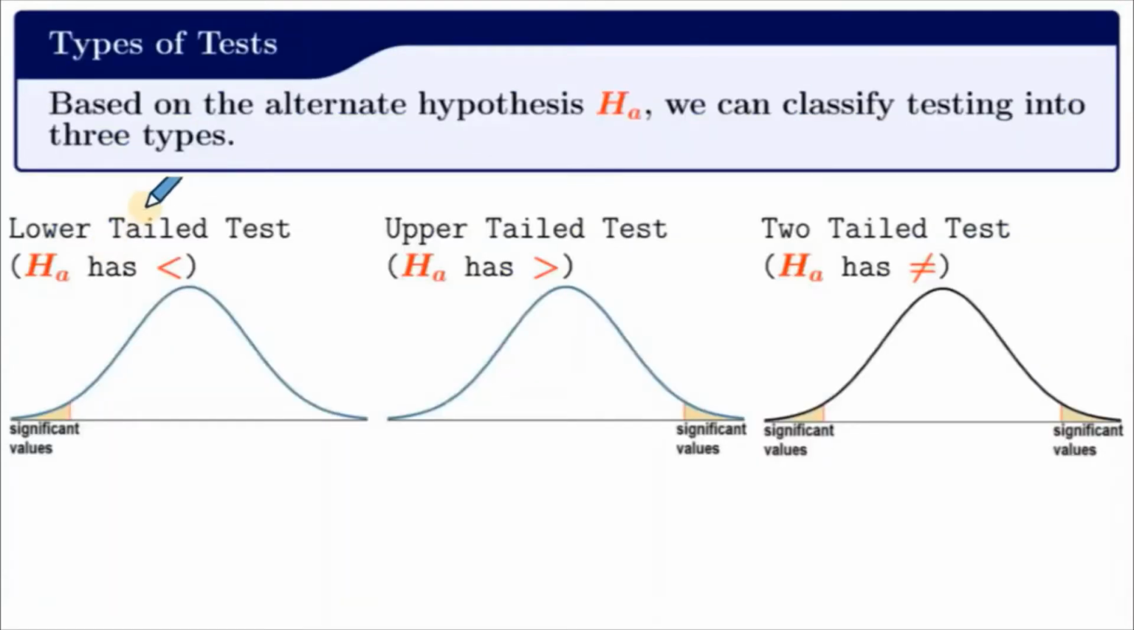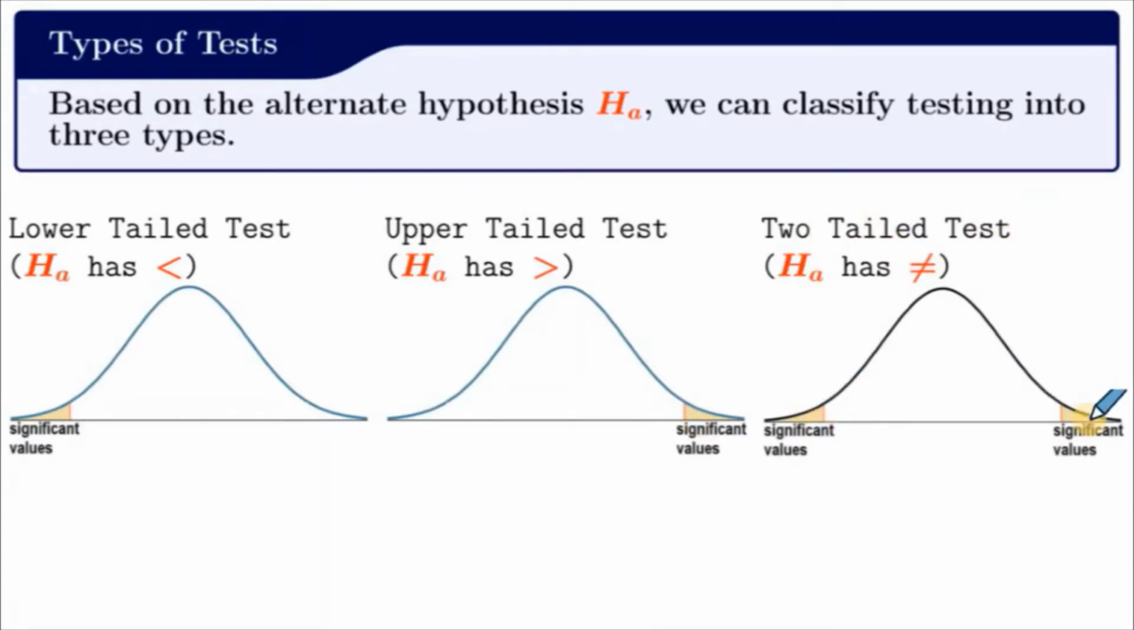Based on the alternate hypothesis, we can classify testing into three types. They are lower-tailed test, upper-tailed test, and two-tailed test. So when we have lower-tailed test, significant values are at the left side. When we have upper-tailed test, significant values are on the right side or at the right tail. And when we have two-tailed test, significant values are at both ends.